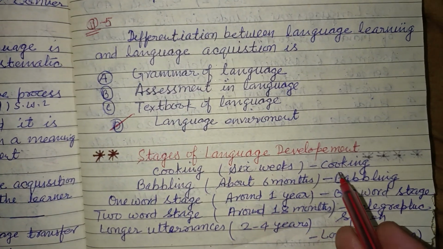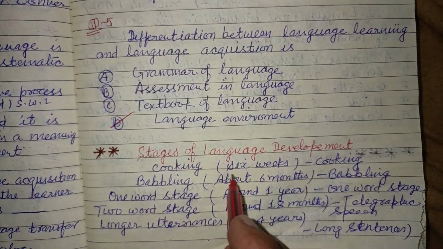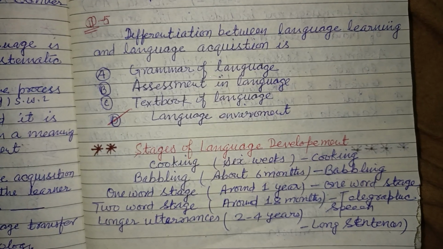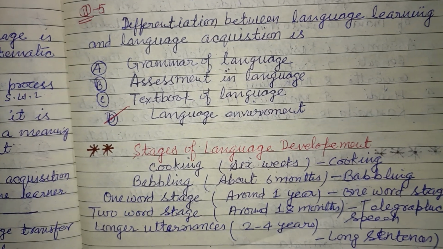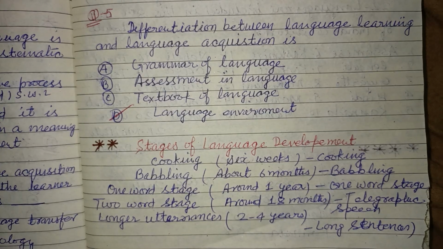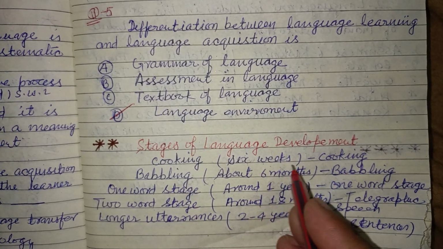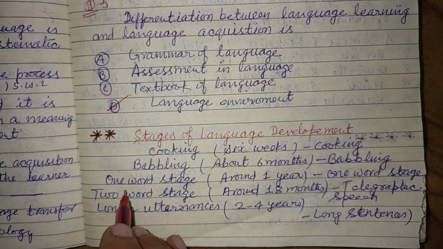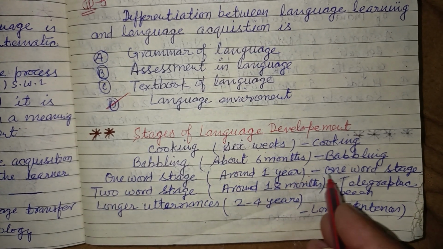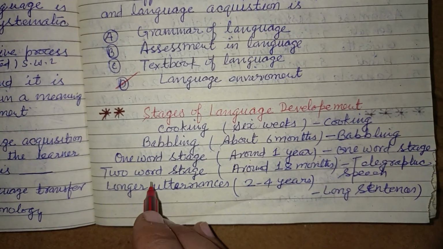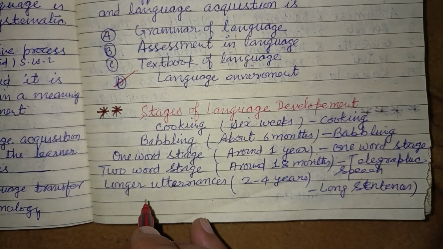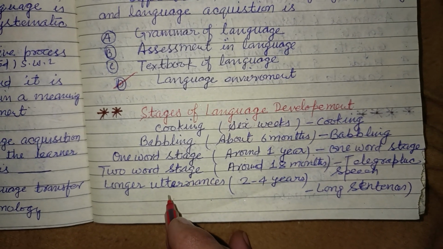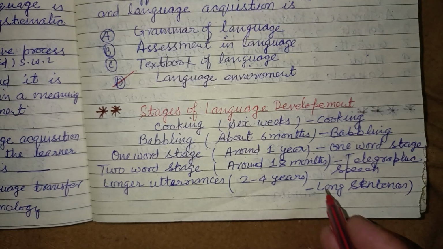Okay, stages of language development. Cooing, at 6 weeks. Babbling, about 6 months. One word stage, around 1 year. Two word stage, around 18 months. Telegraphic speech, longer utterances, 2 to 4 years. Long sentences.